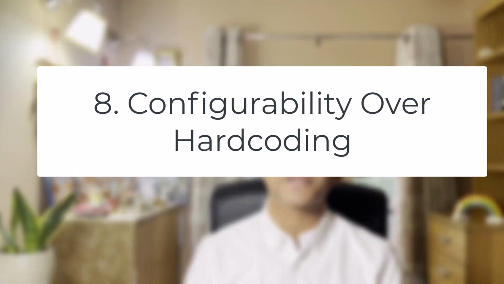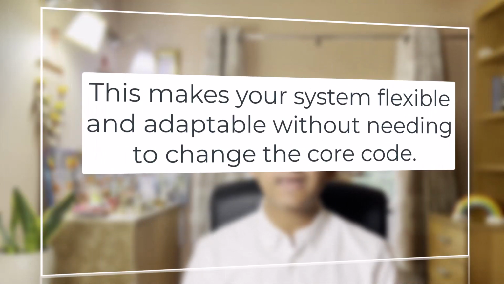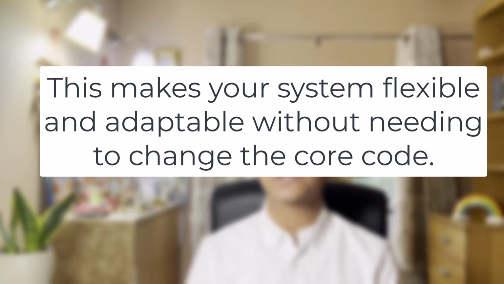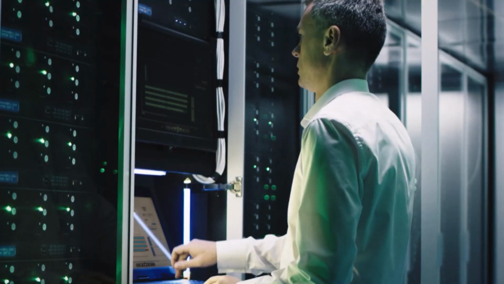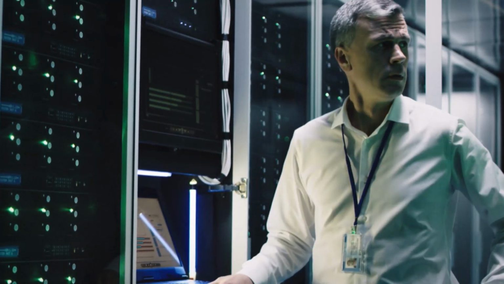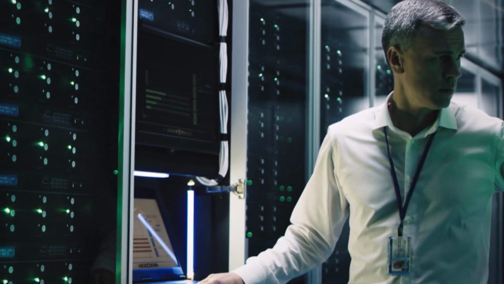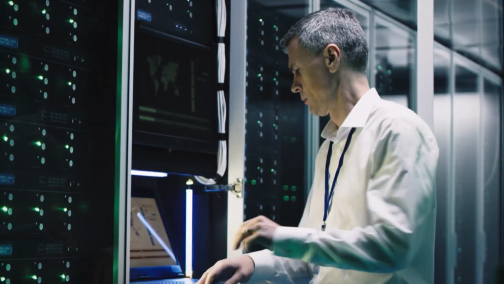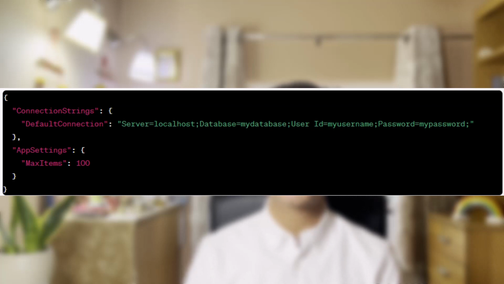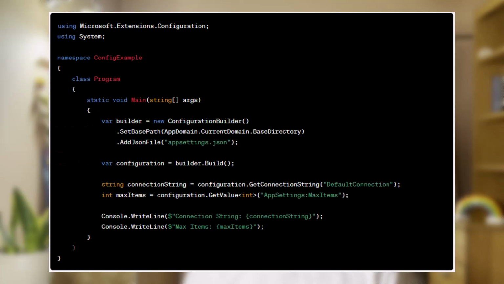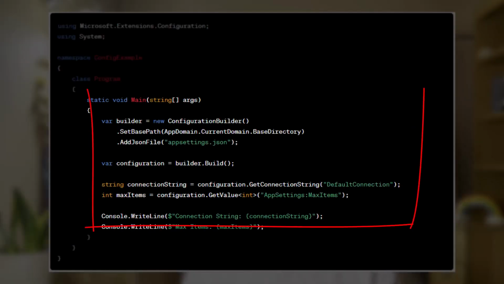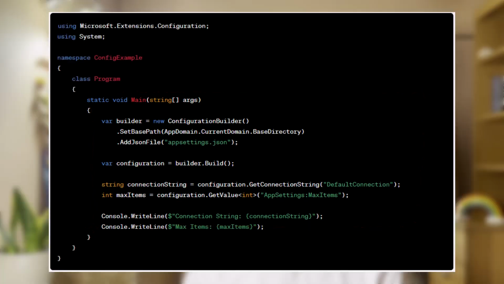Configurability over hard coding. Externalize configuration details. This makes your system flexible and adaptable without needing to change the core code. Let's say you have a simple application that needs to connect to a database. Instead of hard coding the connection string, you can use the built-in configuration system in a .NET Core application. And your C# code will look like this. By using these configurations, you can easily change the connection string or any other configuration settings without modifying the core code of your application.